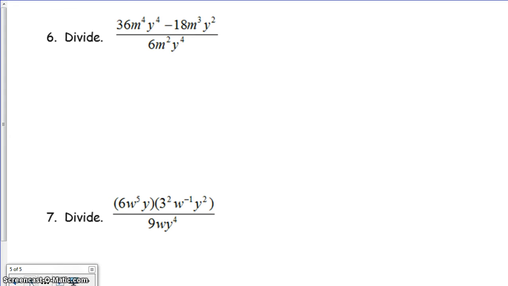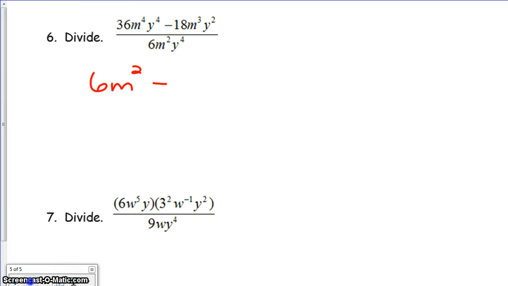We'll try another one. This time we have a binomial divided by our monomial. So in order to do that, again, we have 2 separate division problems. So we're going to divide the first, 36m to the fourth, y to the fourth, divided by 6m squared, y to the fourth, leaves us with 6m squared.